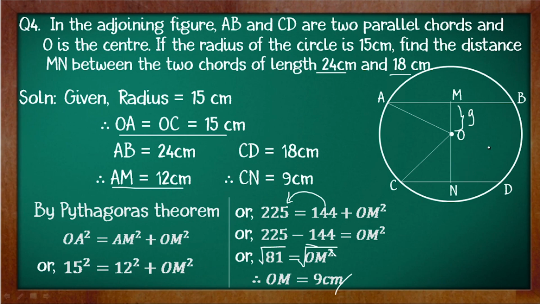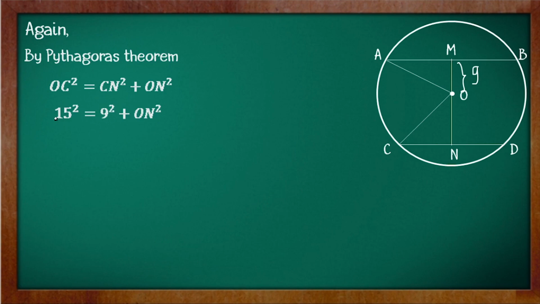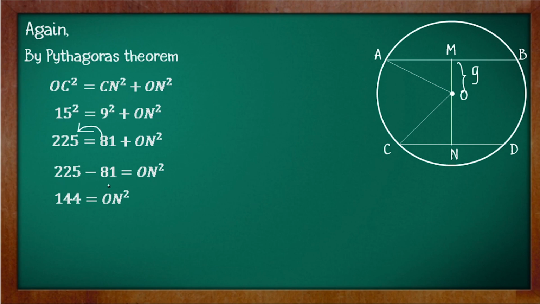Okay, now we'll again use the same Pythagoras theorem on this triangle OCN. So this length here is 9. Okay, and we'll be using Pythagoras theorem on this triangle here. So we'll have OC squared is equal to CN squared plus ON squared. So OC is the hypotenuse, CN is the base, and ON is the perpendicular. So putting the values, we have 15 squared is equal to 9 squared plus ON squared, because this CN is 9, OC is 15. So 225 and 9 squared is 81. So taking 81 onto this side, we have 225 minus 81 is equal to ON squared, and 225 minus 81 is 144. So square rooting both the sides, like this. So we have ON is equal to 12 centimeter.